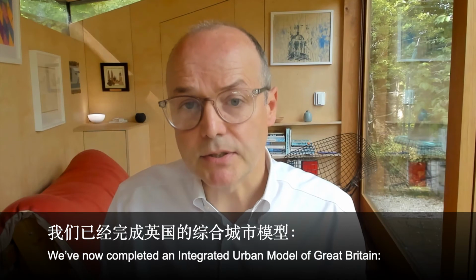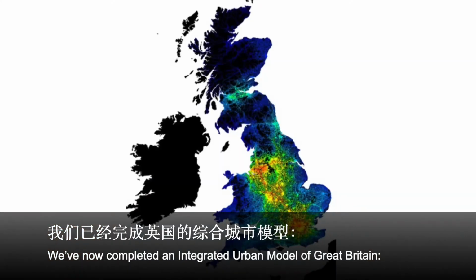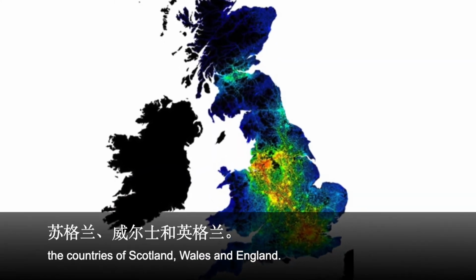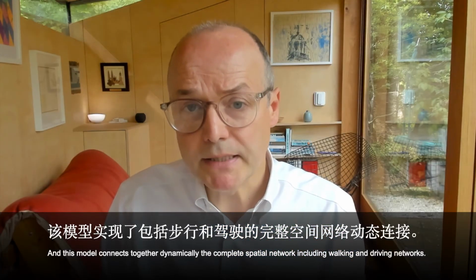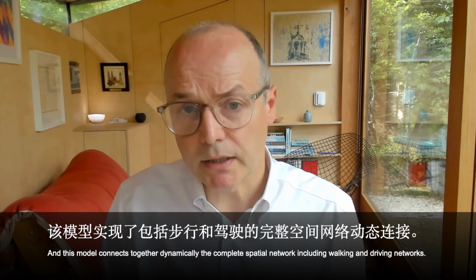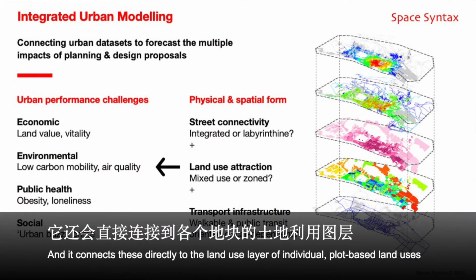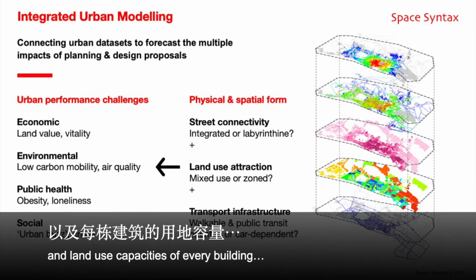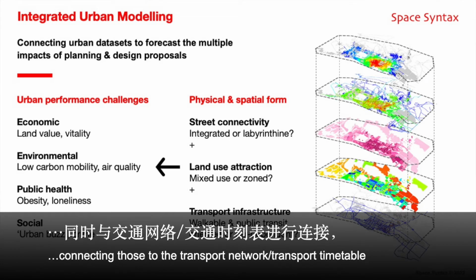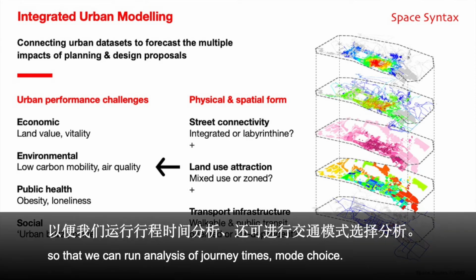We've now completed an integrated urban model of Great Britain, the countries of Scotland, Wales and England. And this model connects together dynamically the complete spatial network, including walking and driving networks. And it connects these directly to the land use layer of individual plot-based land uses and land use capacities of every building, connecting those to the transport network, transport timetable, so that we can run analysis of journey times, mode choice.